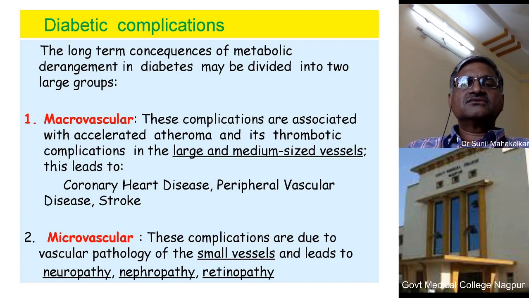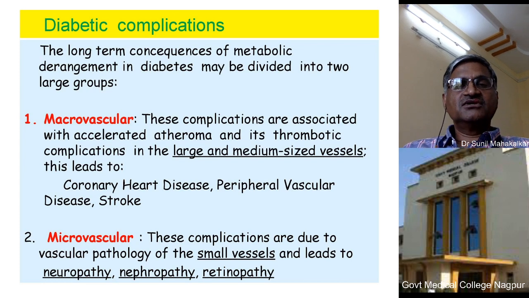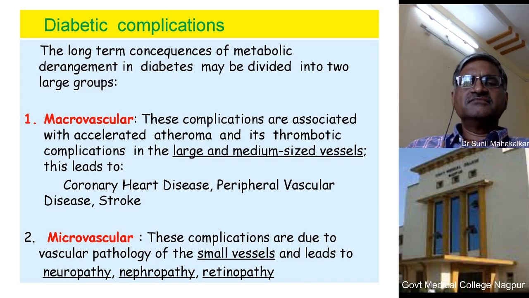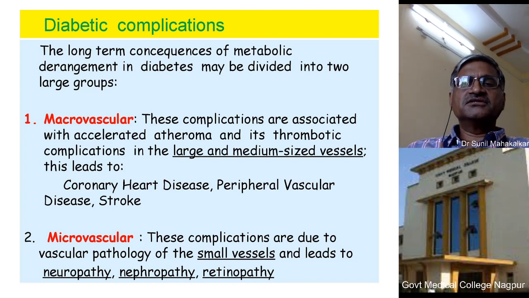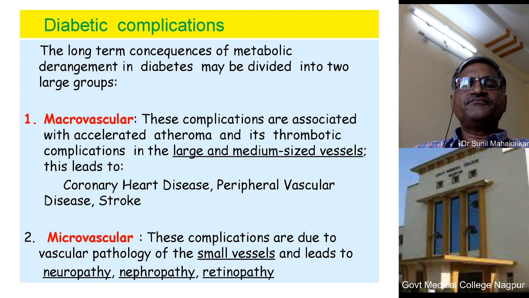Now the complications caused by diabetes. The long-term consequences of metabolic derangement, because diabetes causes total carbohydrate, protein, and fat metabolism to be deranged, and therefore this may lead to two types of complications or consequences. One is the macrovascular complications and the other is microvascular complications. The macrovascular ones are associated with accelerated atheroma and its thrombotic complications.